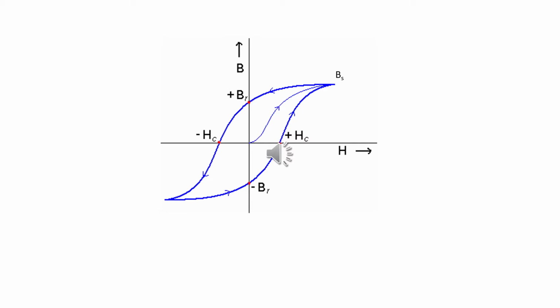Now we are going to discuss this particular important plot between B and H, which is essentially called the hysteresis curve. The hysteresis plot is plotted for a ferromagnetic material. The examples of ferromagnetic material, already discussed in the class, are iron, cobalt, nickel and gadolinium.